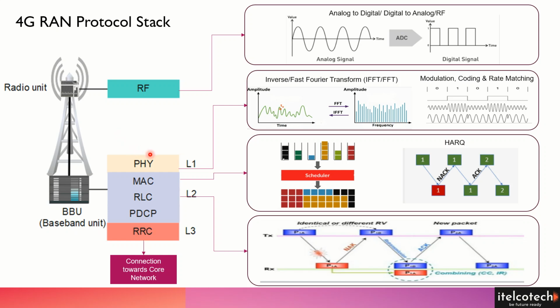All the L1, L2, and L3 protocols are taken care of by the baseband unit, whereas the radio-related functionalities are taken care of by the radio unit, such as the analog to digital conversion of the signal and vice versa. Any signal coming in analog form from the user equipment towards the antenna and going towards the baseband unit needs to be converted into a digital signal. After that, the conversion from the frequency to time domain or time domain to frequency domain is taken care of by the physical layer in the baseband unit.